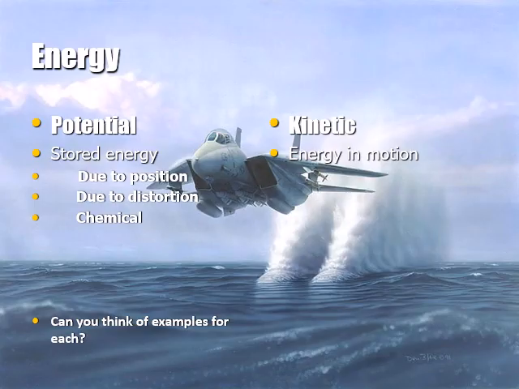Energy is the capacity to do work. Potential energy is stored due to position, distortion, or chemical state. Kinetic energy is the energy of motion. Aircraft systems convert energy between these forms. For example, fuel stores chemical energy that becomes kinetic energy during flight.